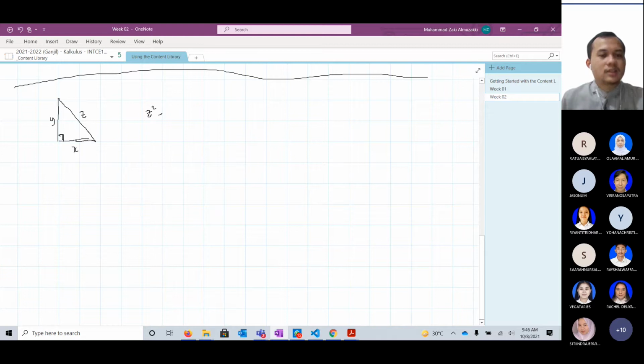Z squared equals y squared plus x squared. Z squared equals x squared plus y squared. Now, what happens if we have something more general like this, or something like this?